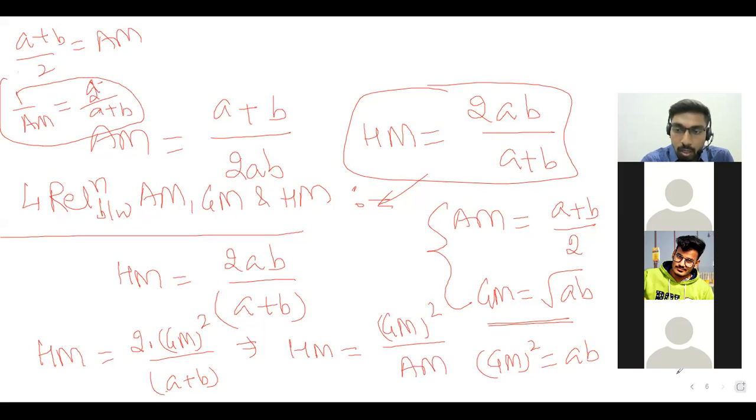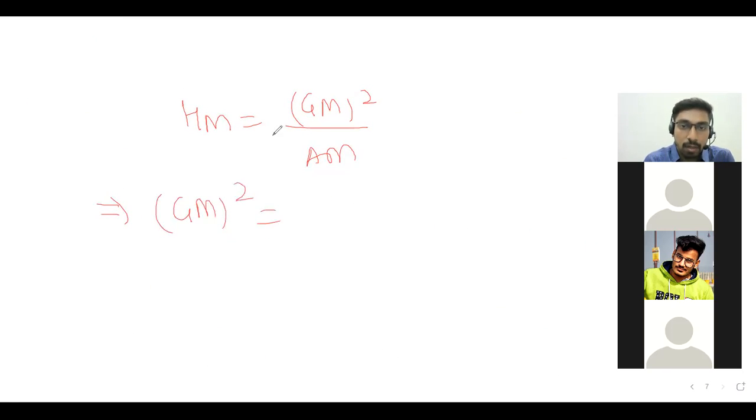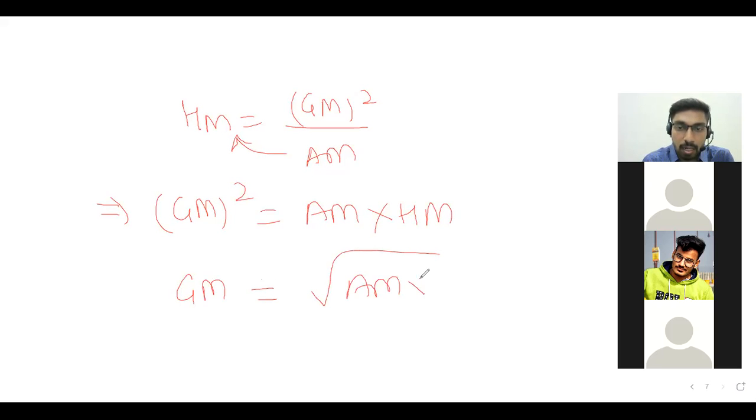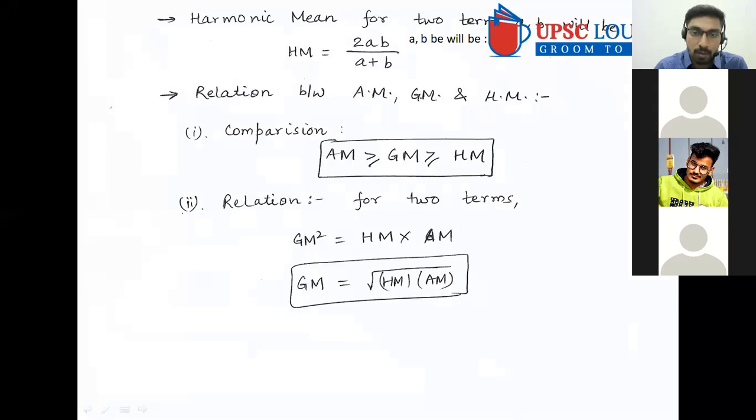Yes, sir. Okay. So what we got here: harmonic mean equals geometric mean square upon arithmetic mean. When you simplify this, the term goes to the left hand side: arithmetic mean into harmonic mean equals geometric mean square. That means geometric mean is the square root of arithmetic mean into harmonic mean. Is it clear? Yes, sir. Okay, fine. The same formula I already mentioned in your copy: geometric mean equals the square root of harmonic mean into arithmetic mean.